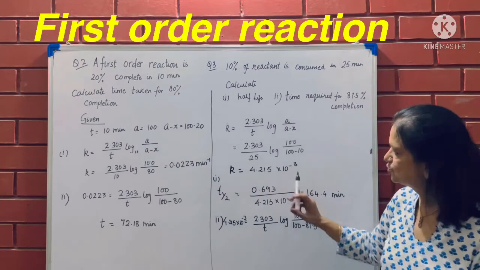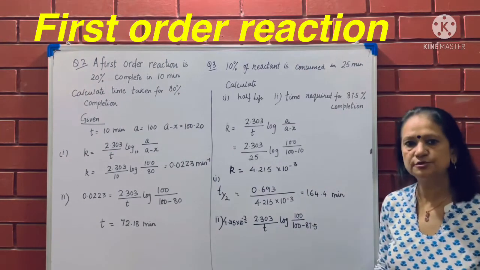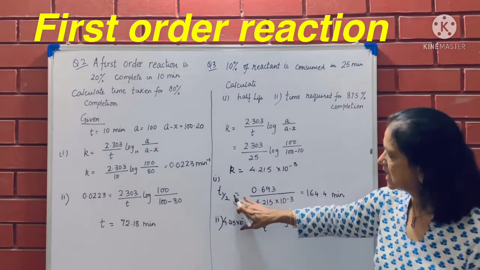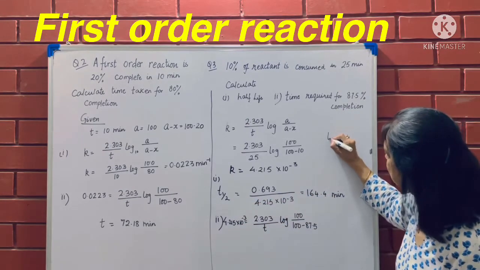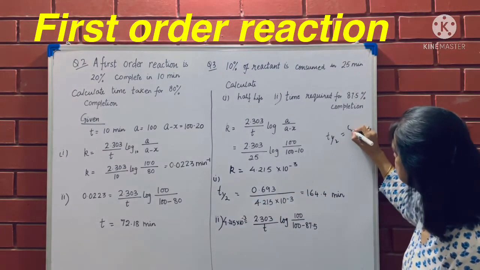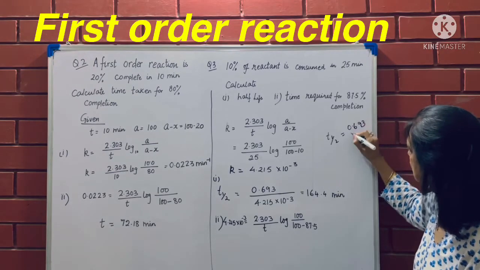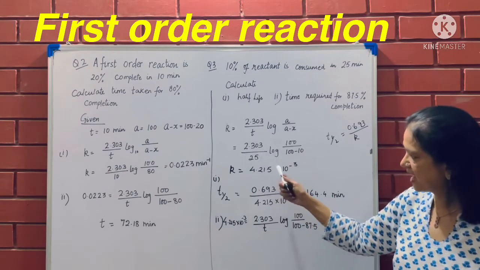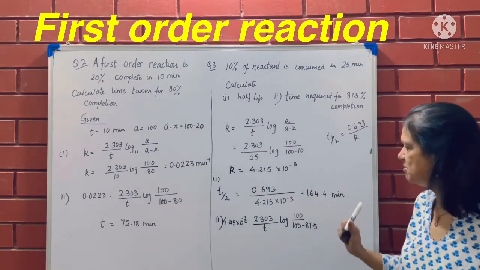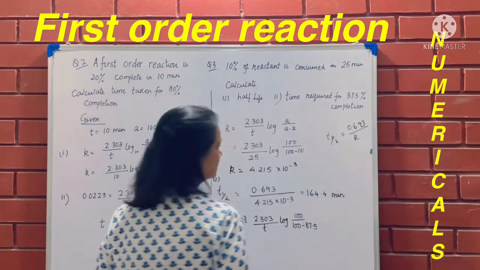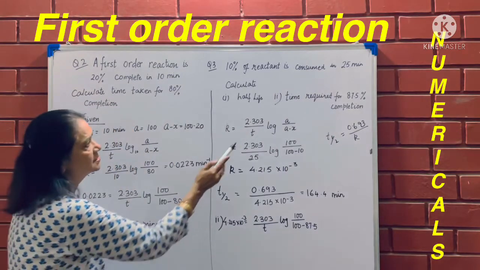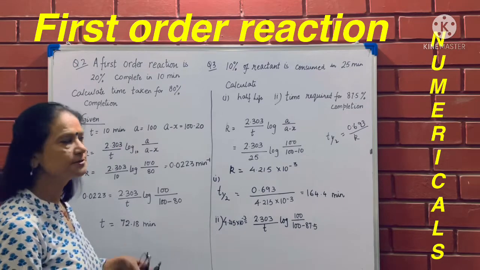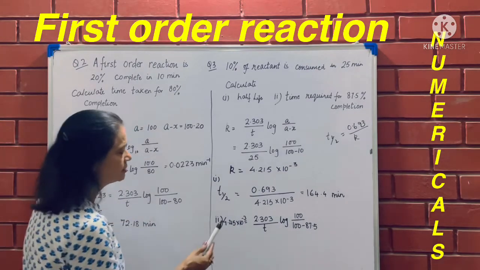K value is coming to 4.215 into 10 to the power minus 3. Now, the formula for T half is 0.693 upon K. So 0.693 upon the value of K gives me T half. Answer is 164.4. Second part is time required for 87.5% completion, same as what we had done here.